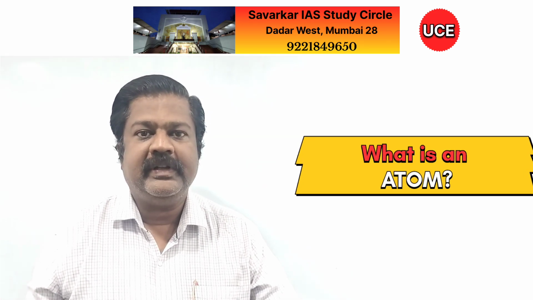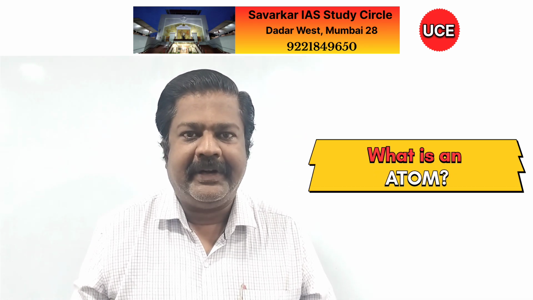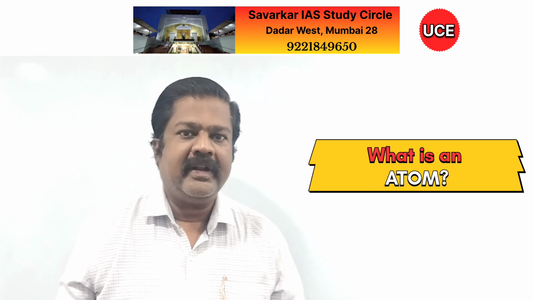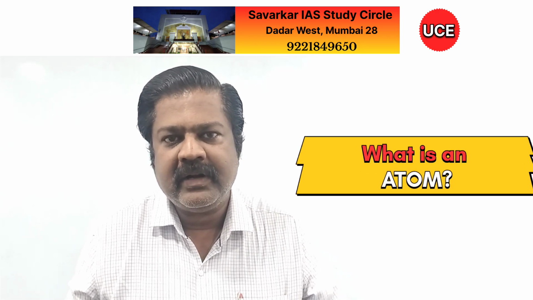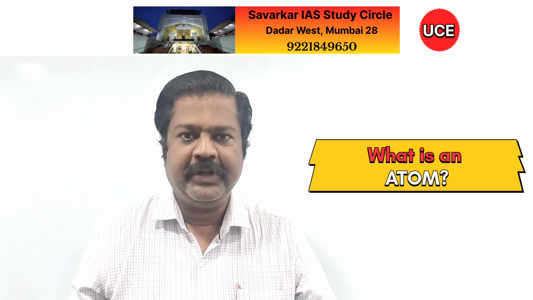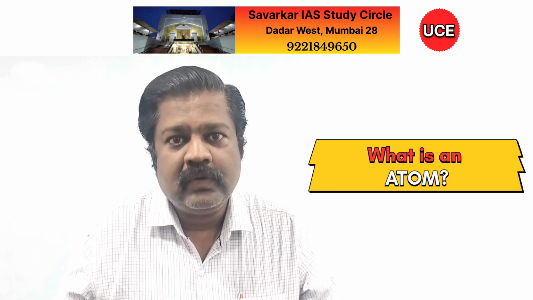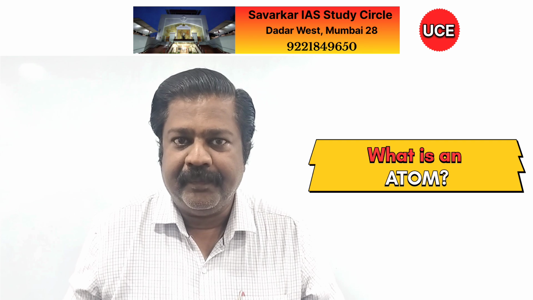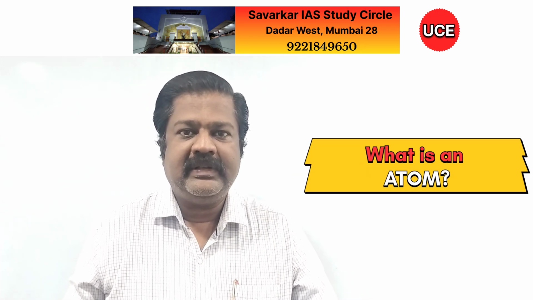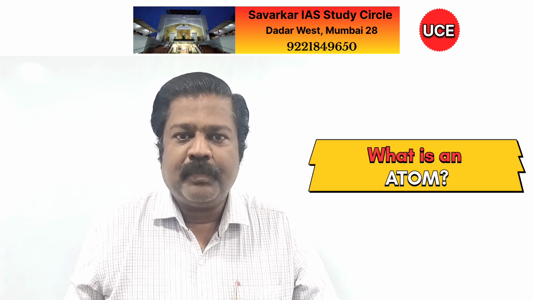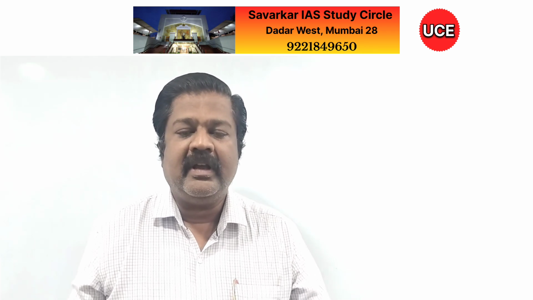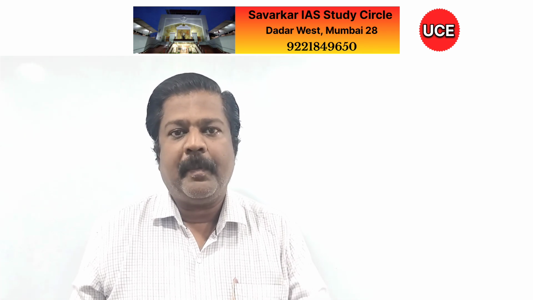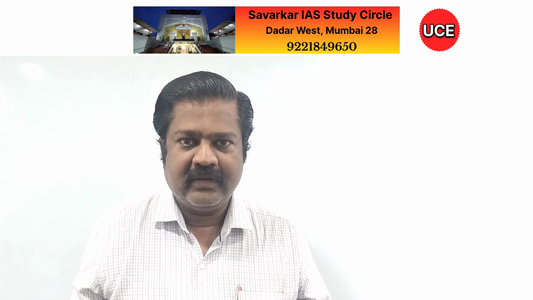But the first question is, what is an atom? So we are starting from the beginning, and the end will be at electronic configuration. So first question, what is an atom? An atom is defined as the smallest particle of an element possessing all chemical properties of that element.